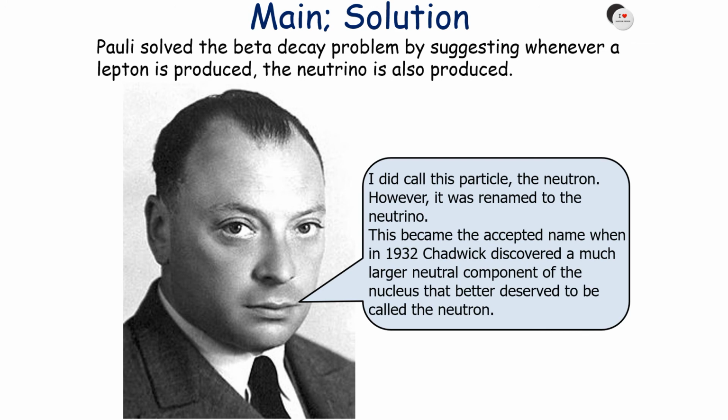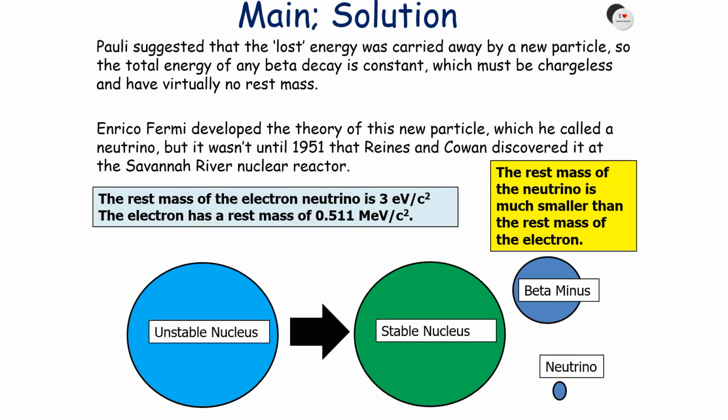Now he originally called the particle the neutron, but it was renamed the neutrino because this became the accepted name when in 1932 Chadwick had discovered a much larger neutral component of the nucleus that better deserved the name neutron. So Pauli suggested that the lost energy in beta decay was carried away by a new particle, so that the total energy of a beta decay is constant. But this particle is chargeless and has virtually no rest mass.